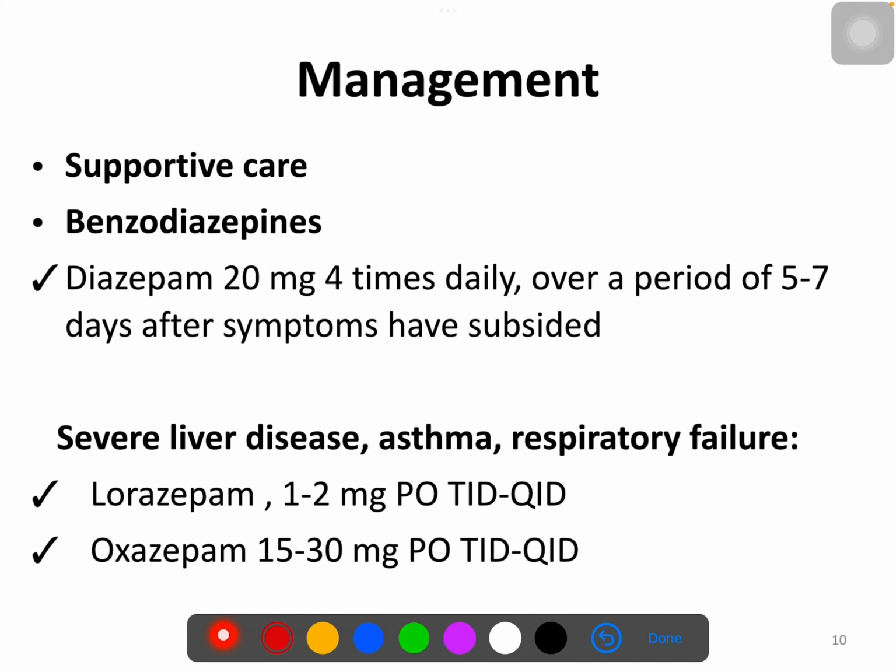For the management, supportive care should be given, and a benzodiazepine like diazepam 20 mg 4 times daily over a period of 5 to 7 days after symptoms have subsided. For severe liver disease, asthma and respiratory failure, lorazepam is given because it is excreted and metabolized through the kidney. So in liver diseases we can freely use lorazepam, and it is mainly used.